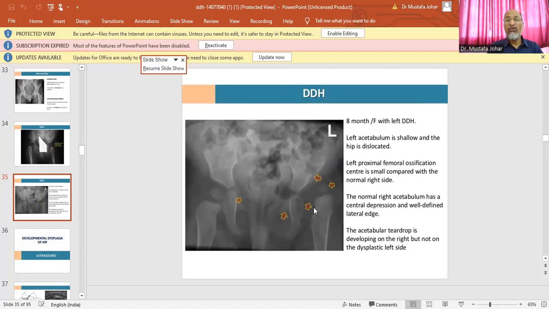Then by 8 months of age, you can see in this case the left acetabulum is shallow and the hip is dislocated.